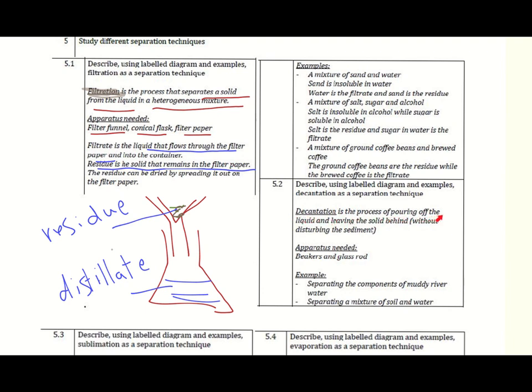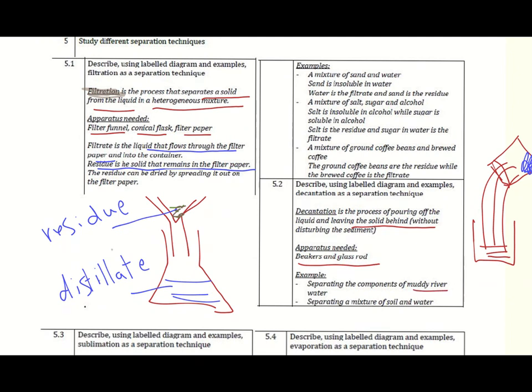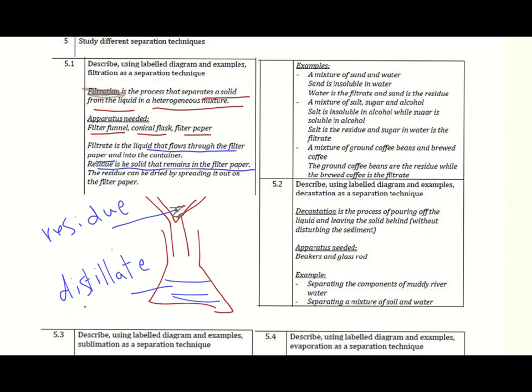Decantation is a process of pouring off the liquid and leaving the solid behind. So it doesn't need apparatus, it just needs a beaker to collect the filtrate, and you have another beaker which contains the mixture. The solid part of the mixture will remain here while the liquid part can flow down. This method we call decantation. So the solid will be left behind. Just beakers and a glass rod are used to separate muddy river water, and to separate a mixture of soil and water.